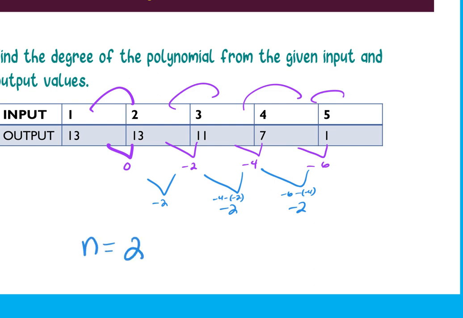If I had to do it again, it'd be 3. If I had to do it again, it'd be 4. Yep. If you get to one where they're all the same, you can stop and say it's linear, quadratic, and cubic. Yeah? You don't have to keep on going.